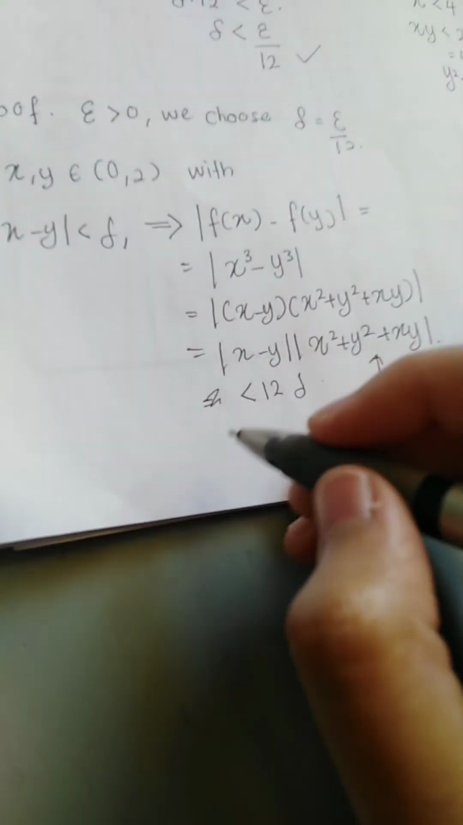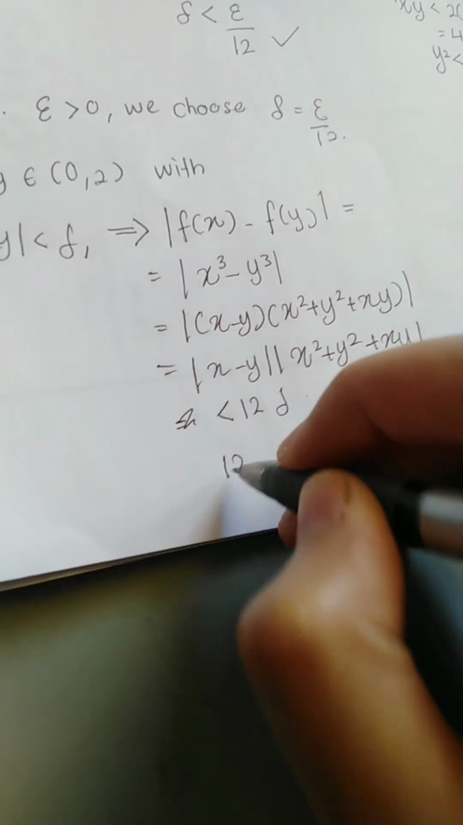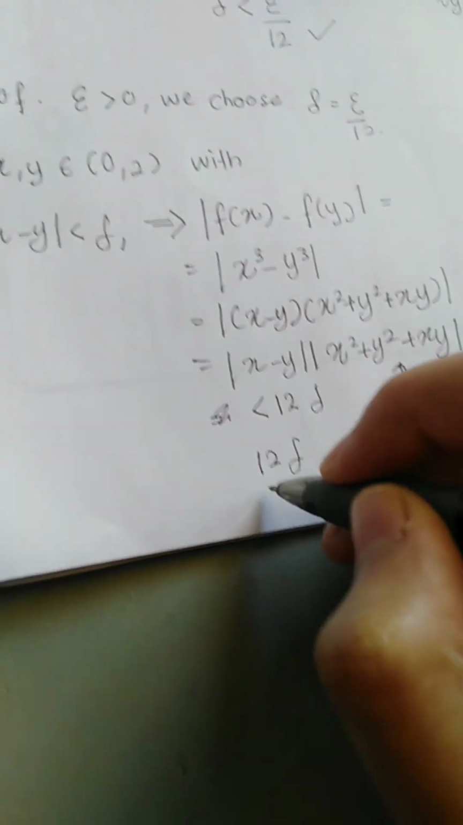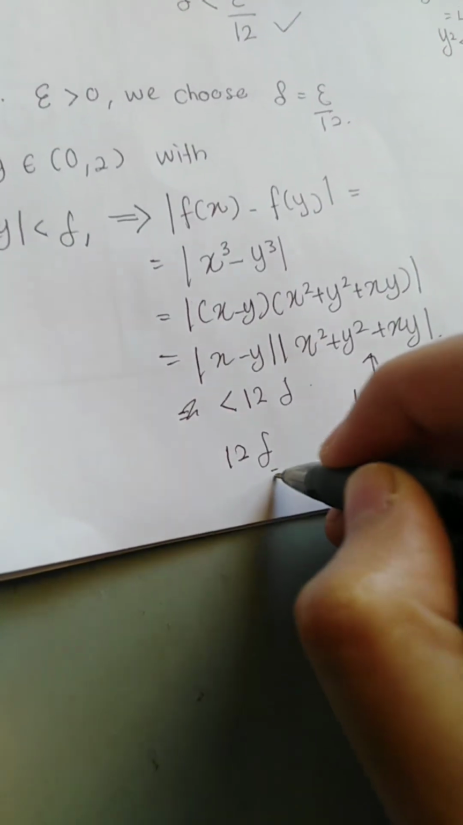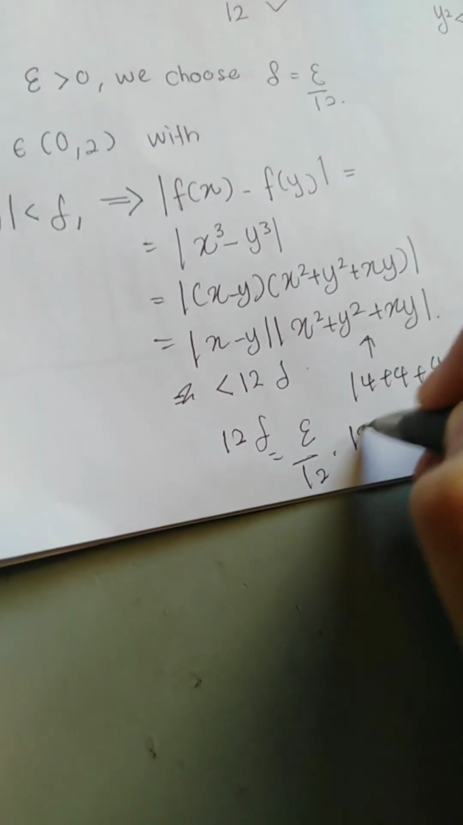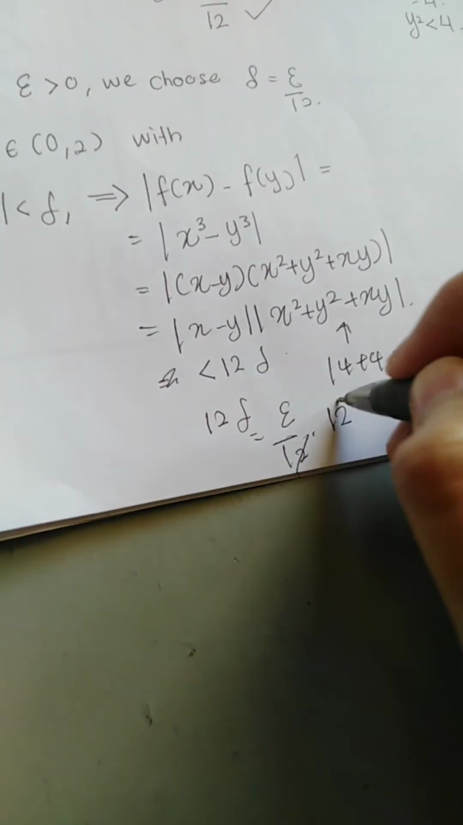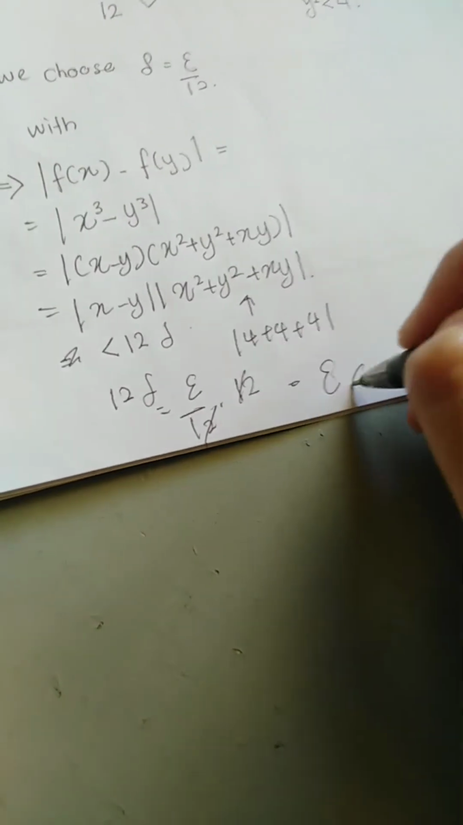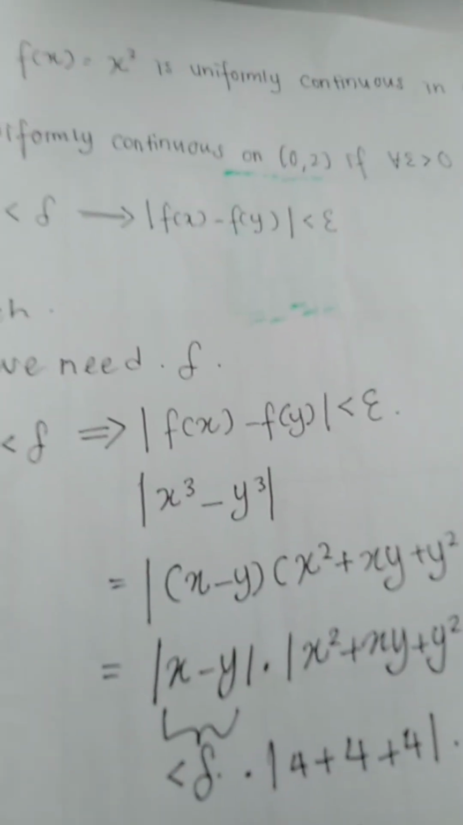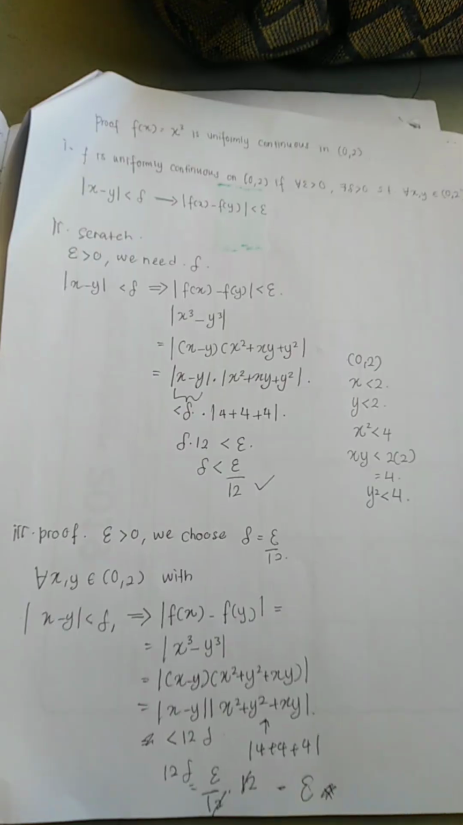So we have here less than 12 times delta, which is epsilon over 12 times 12. This is the value of delta and this is the 12. So we cancel, and we have epsilon. So it's proven that f(x) = x cubed is uniformly continuous in the interval [0, 2]. This is the whole solution. Thank you.